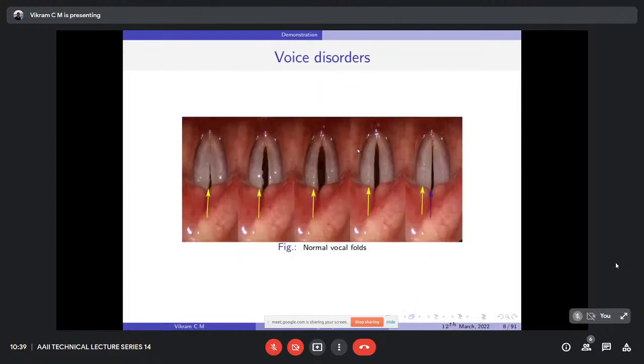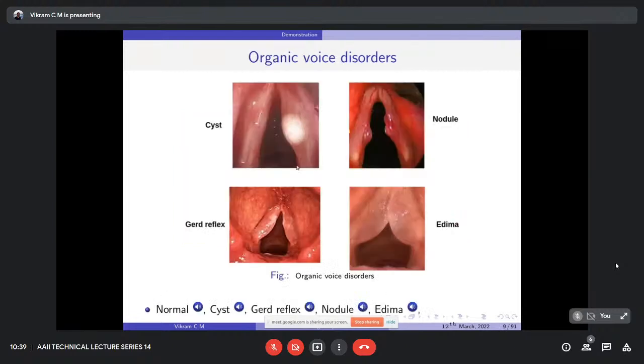Say these are the normal vocal fold structure. If we have some mass or some clinical condition appearing on our vocal fold, then our speech quality or speech characteristics will change. So suppose these are the different symptoms I have shown here. One is cyst or nodule, and GERD reflux.